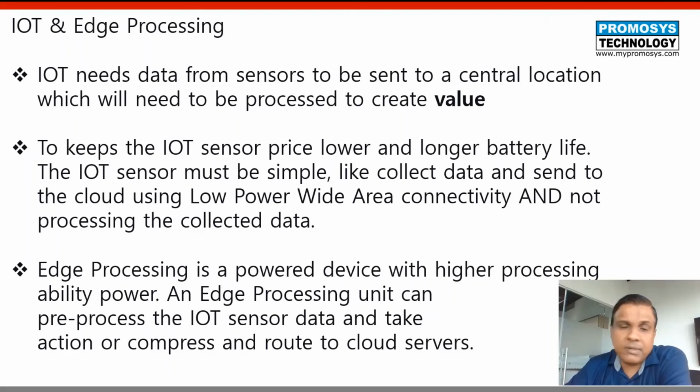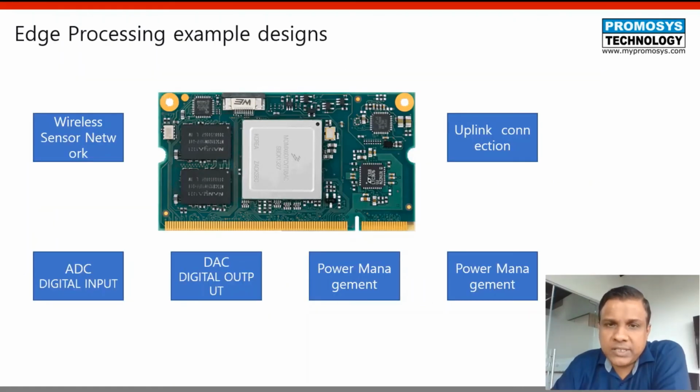And I'll be slightly explaining to you 3 major edge processing solutions that we have expertise in, in the next few slides. So here is a simple edge processing device architecture. Basically, it will have a central processing core. In this example, I'm showing a system on module carrier board, which will have a wireless sensor network on the downstream, and the uplink connection can be 4G, LAN, or Wi-Fi. Sensory input and output can be digital input and digital output, analog input, analog output, this kind of thing. And there will be power management. There will be secondary power management for backup, either solar or other kinds of sources.